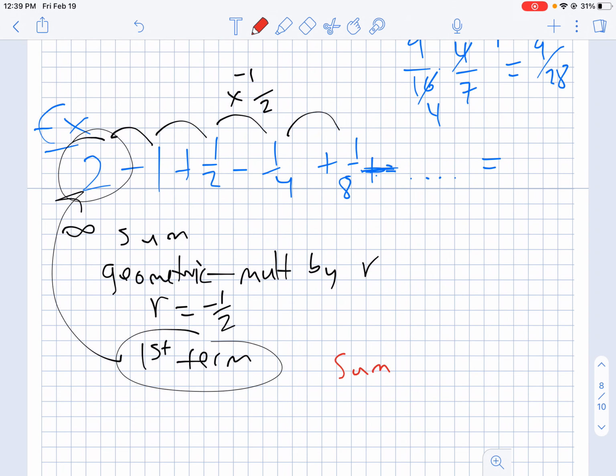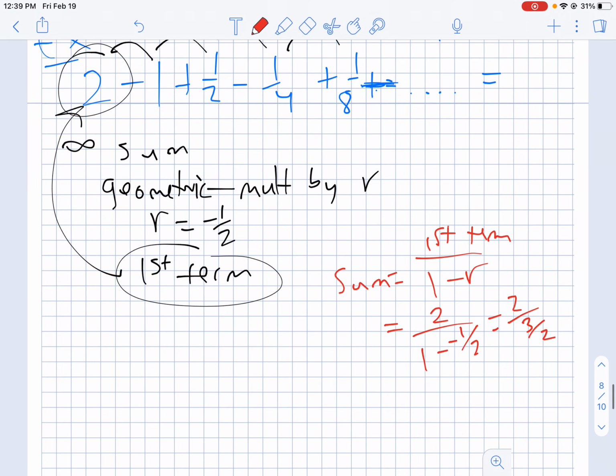So that means that my sum is equal to the first term over 1 minus r. So that's just 2 over 1 minus (-1/2), also known as 2 over 3/2, and you can flip that up to be 4/3 if you want. Okay, cool. So that's how you use this sum.